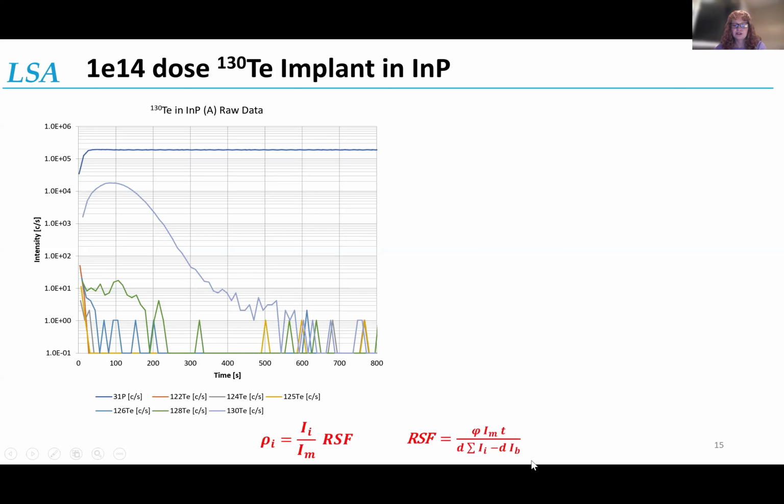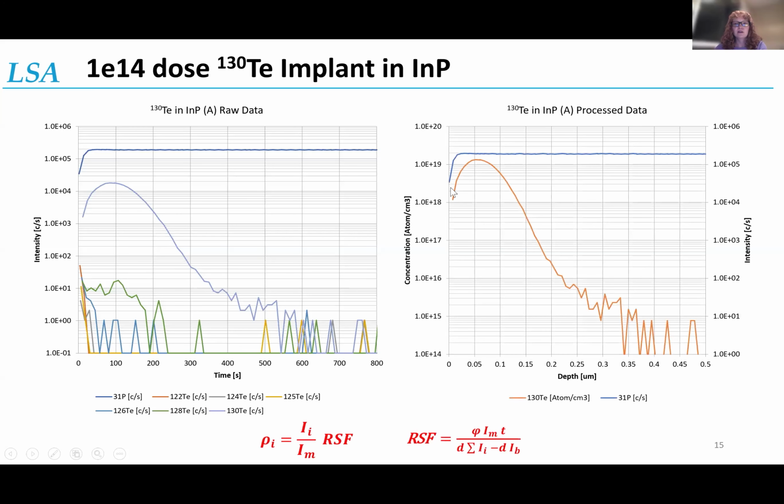And we can use the equations from earlier to be able to quantify this. So we can convert the 130 tellurium into atoms per centimeter cubed, because we've got a depth on this as well. And we can then use this known sample of a 1E14 dose to quantify tellurium in indium phosphide in the future.